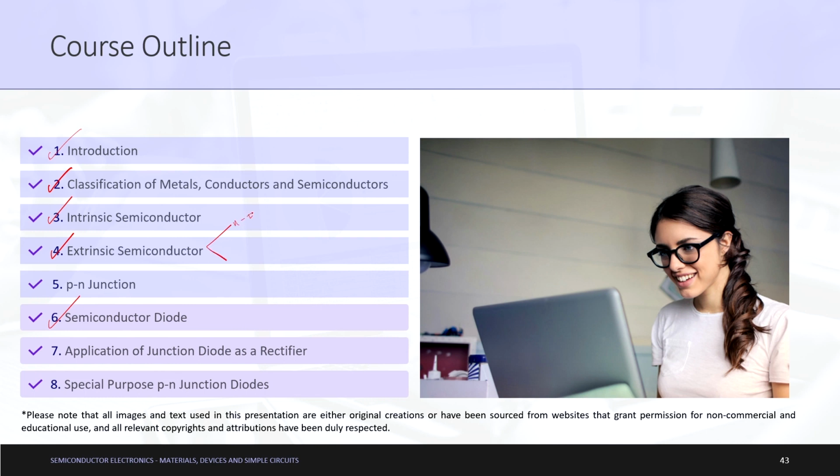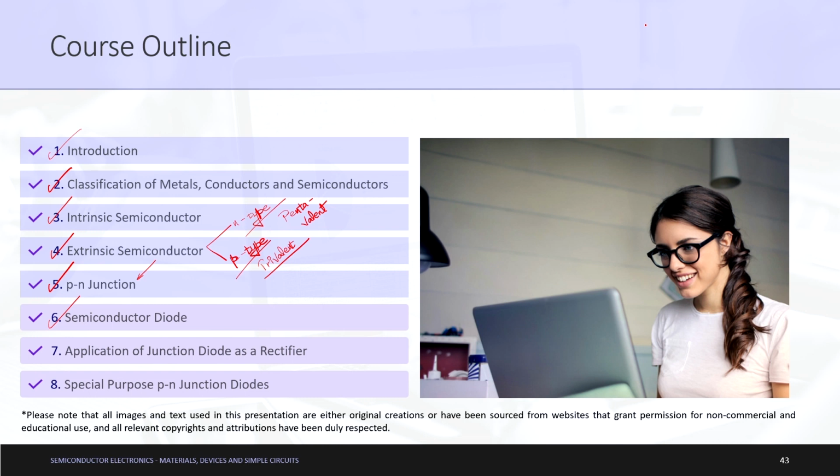One was called N type and the second was called P type. Then we understood the meaning of N type and P type. N type has a pentavalent impurity and P type has a trivalent impurity. All these things we understood in extrinsic semiconductors, and then finally we understood the concept of the PN junction. In the PN junction we understood some processes also.